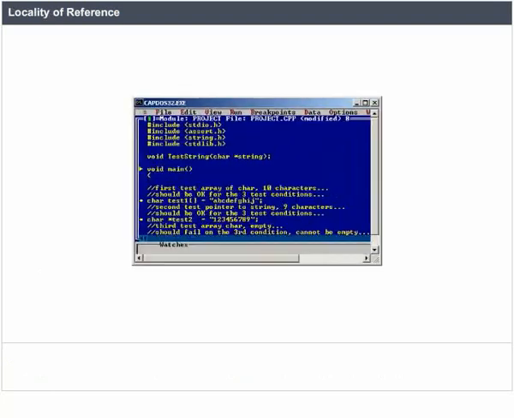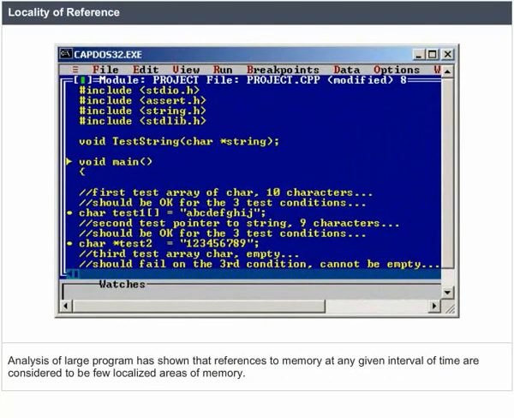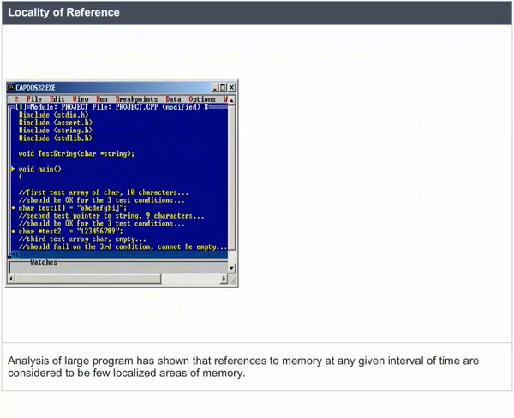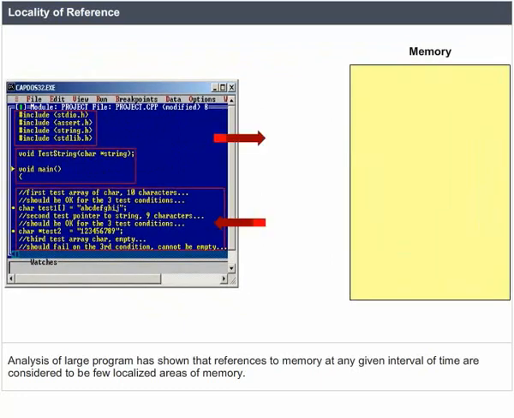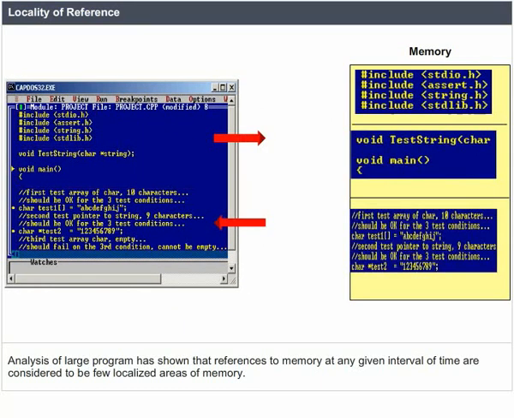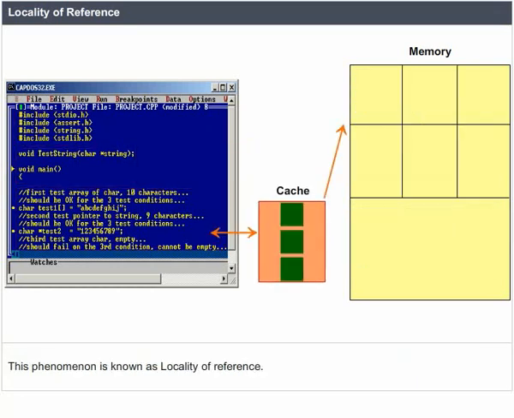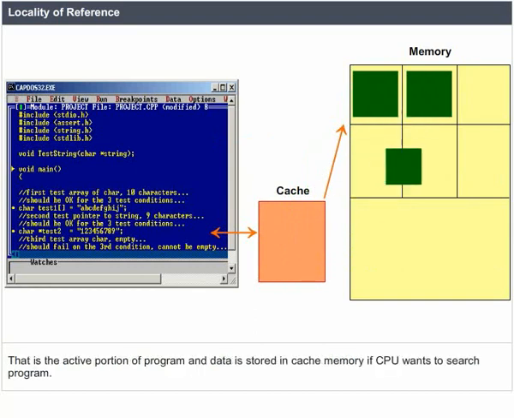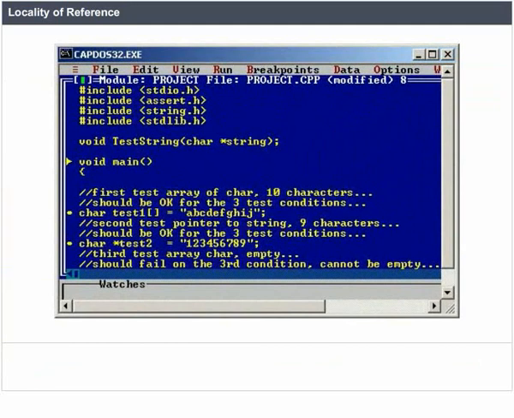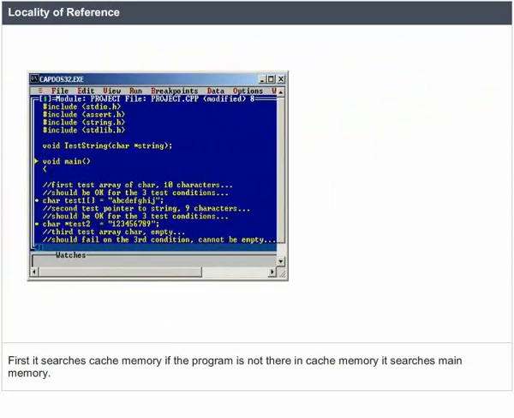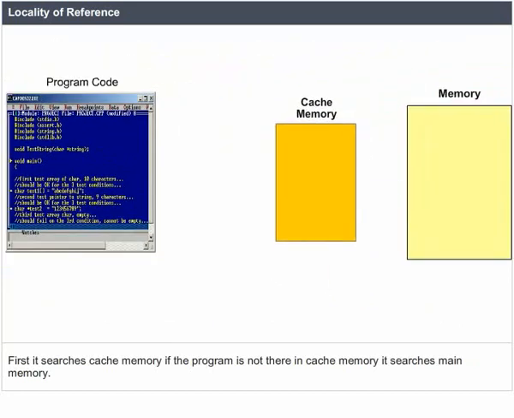Locality of Reference. Analysis of large programs has shown that references to memory at any given interval of time are confined to a few localized areas of memory. This phenomenon is known as locality of reference. That is, the active portion of the program and data is stored in cache memory. If the CPU wants to search the program, first it searches cache memory. If the program is not there in cache memory, it searches main memory.